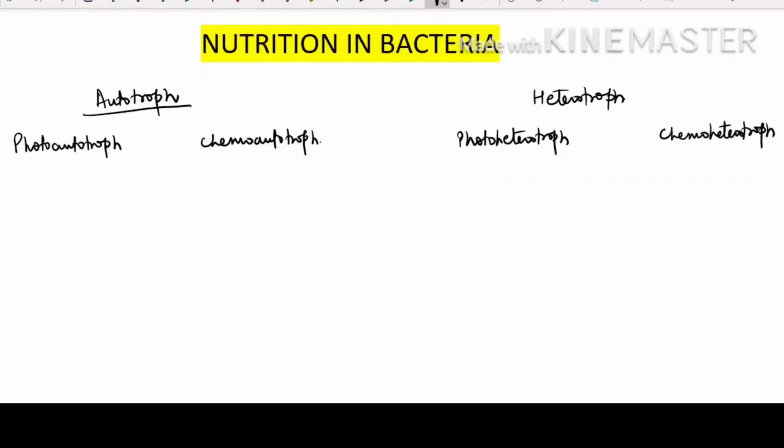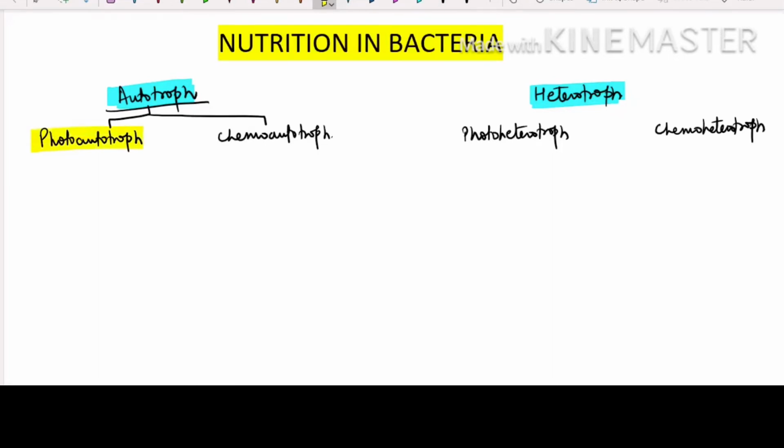So first of all you should know nutrition is of two types, autotroph and heterotroph. Then autotroph is again of two types, photoautotroph and chemoautotroph. Same way, heterotroph is also of two types, photoheterotroph and chemoheterotroph. So I hope up till here this much is clear.